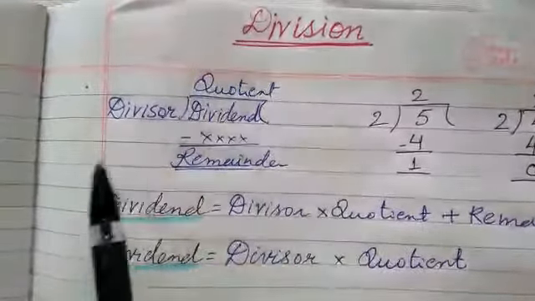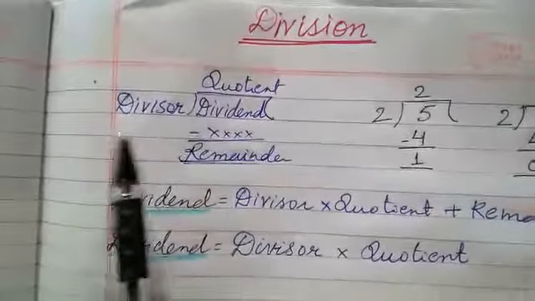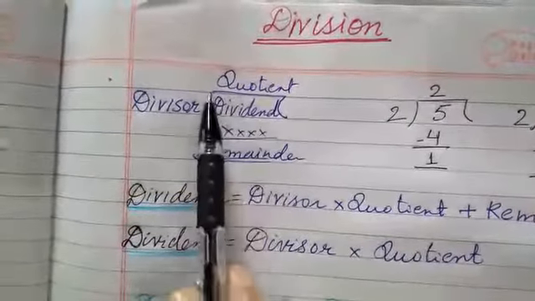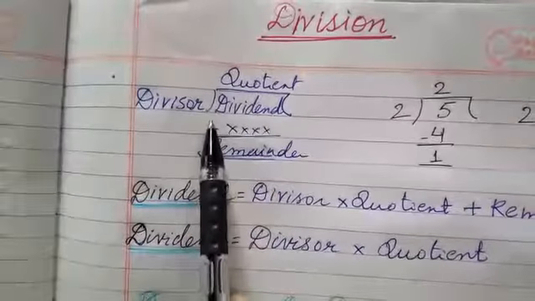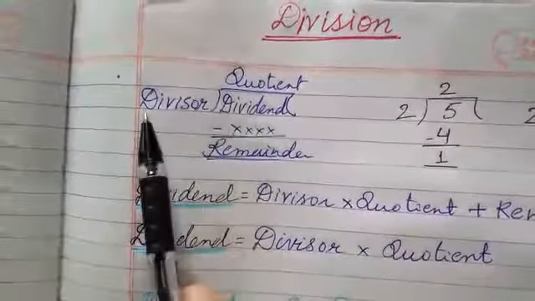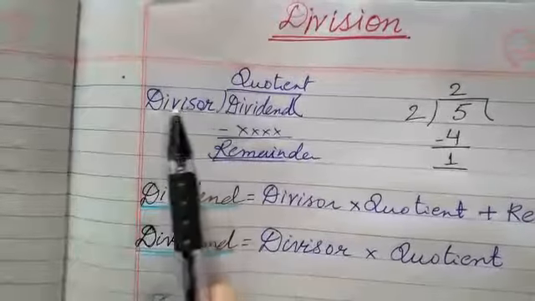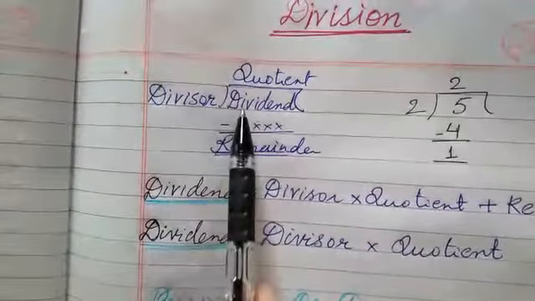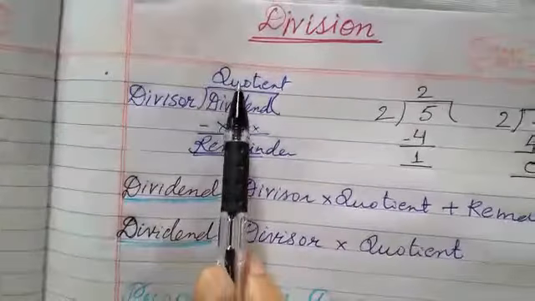The various terms related to division are: the number which we have to divide is known as the dividend, which we write inside the bracket. The number which divides the dividend is called the divisor, which we write outside of the bracket. When we divide, we get an answer. That answer is known as the quotient.